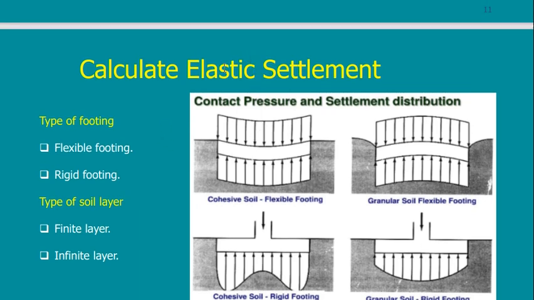Elastic settlement. We said that there is something called immediate or elastic settlement. I want to calculate this amount of settlement. This amount of settlement depends on two main things. It depends on the type of the footing and depends on the type of the soil. What is the difference in the type of the footing? Do I have a flexible footing or a rigid footing?